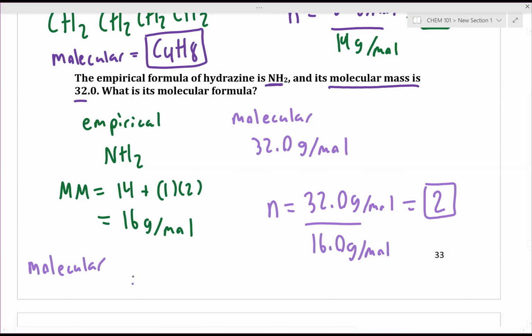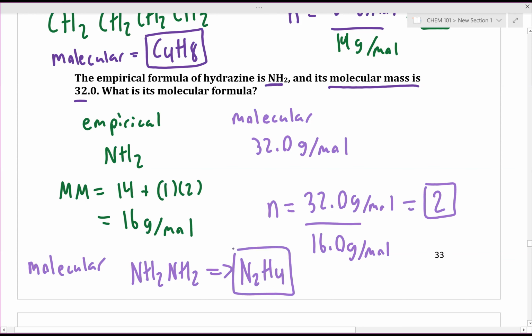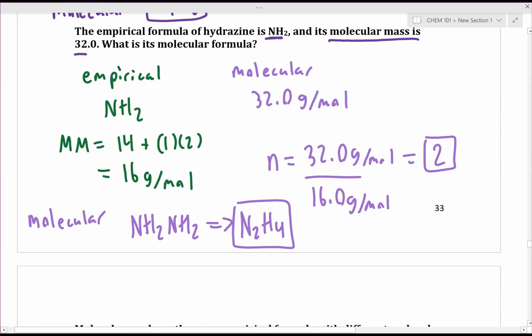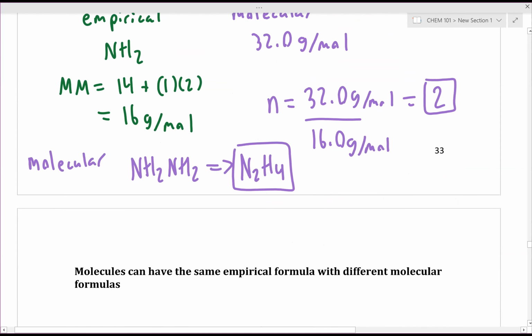So I'm going to write this as NH2 twice, which translates to how many total nitrogens? 2. And how many total hydrogens? 4. So this is N2H4. Hydrazine, also known as the principal component of rocket fuel in terms of starting off that whole process. Any questions on this example? Okay, let's keep going then.